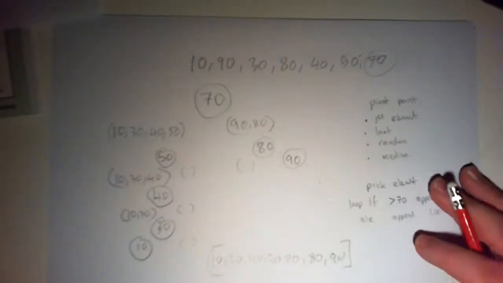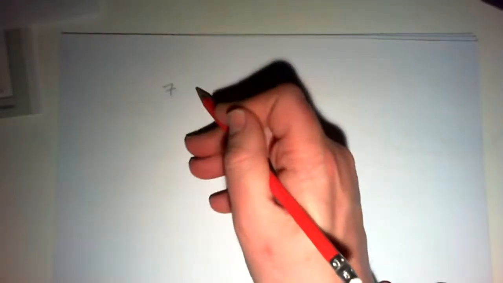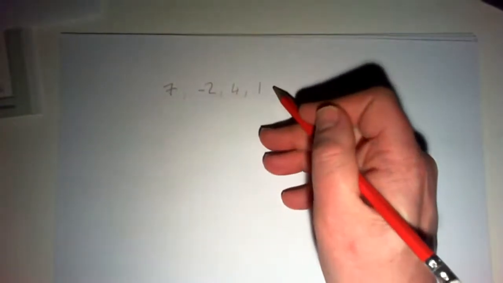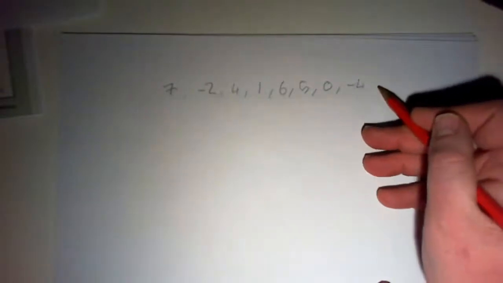Okay, so we'll do it again with another example. We'll use a tougher example this time just to show you how cool this is. Okay, so we'll do 7, -2, 4, 1, 6, 5, 0, -4, and 2. I mean, you're not going to get much more random or unusual than this one. Okay, so let's give this one a go.